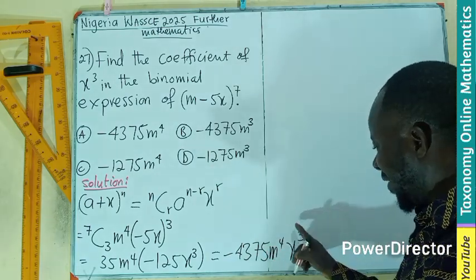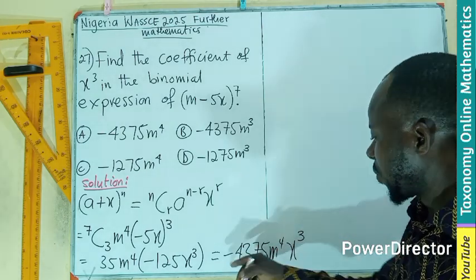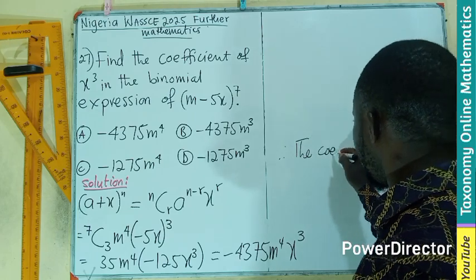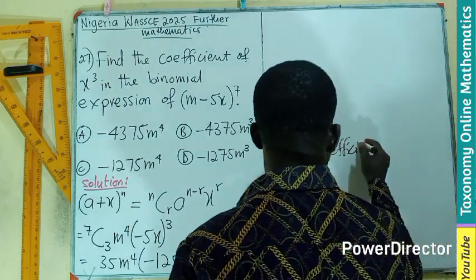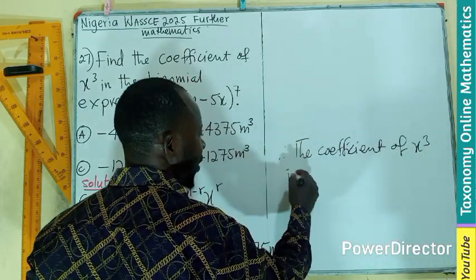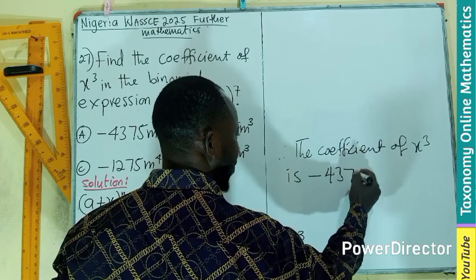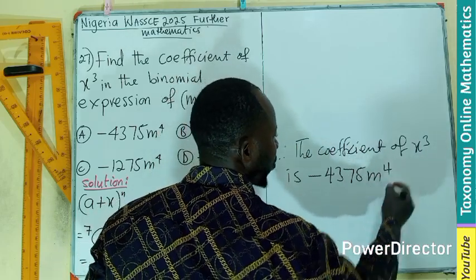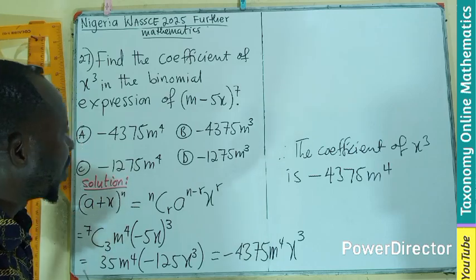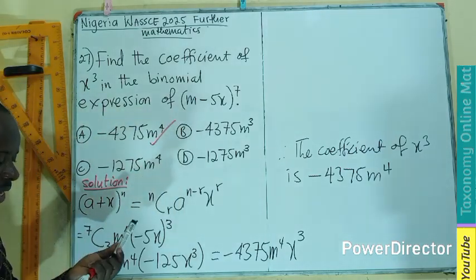3. This is the variable we are having, so we are looking for only the coefficient, what is in front of it. So therefore, the coefficient of x to the power 3 is going to be negative 4375 m exponent what? 4. That will be the value you see. Let's check the possible answers and see. And I think that will go for option A.